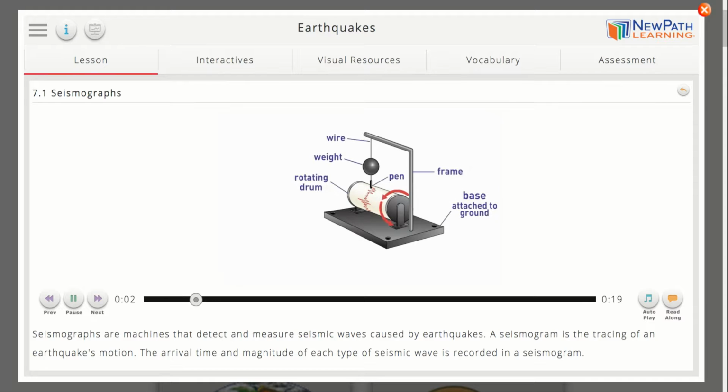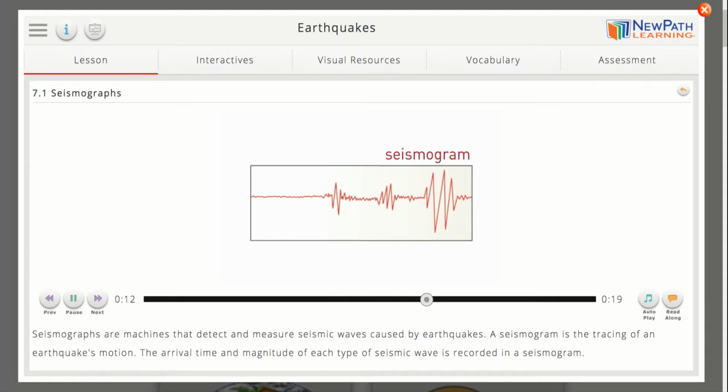Seismographs are machines that detect and measure seismic waves caused by earthquakes. A seismogram is the tracing of an earthquake's motion. The arrival time and magnitude of each type of seismic wave is recorded in a seismogram.